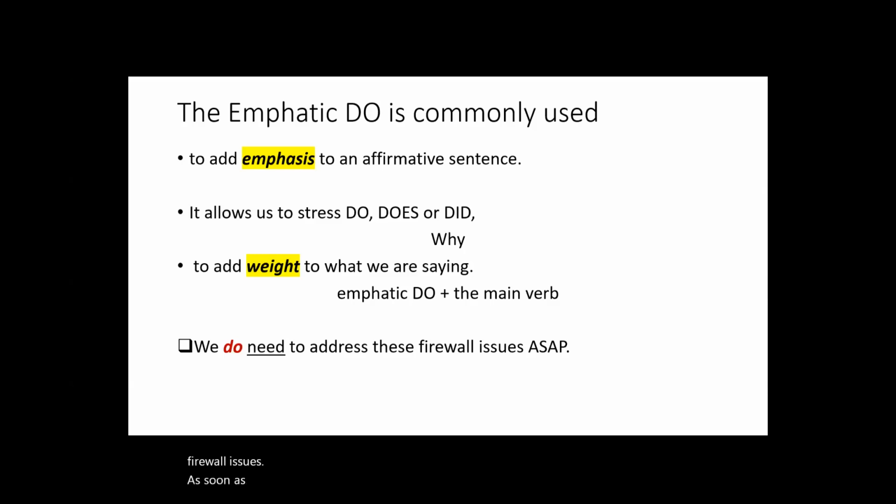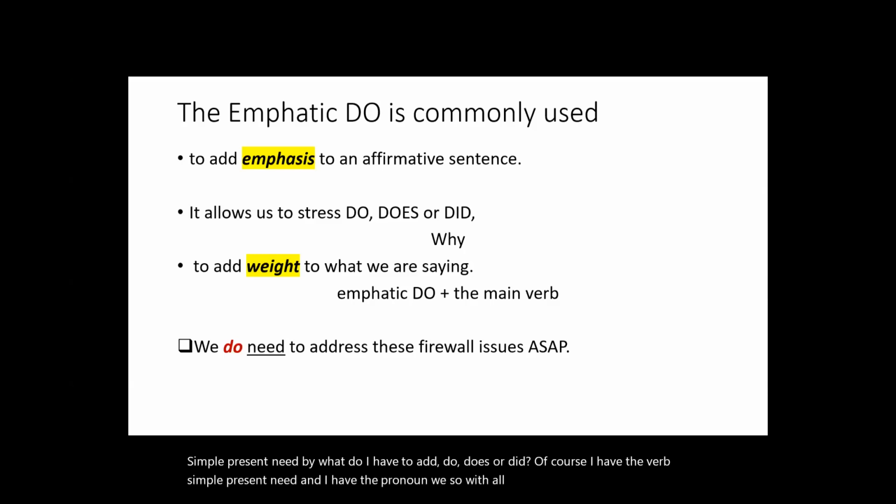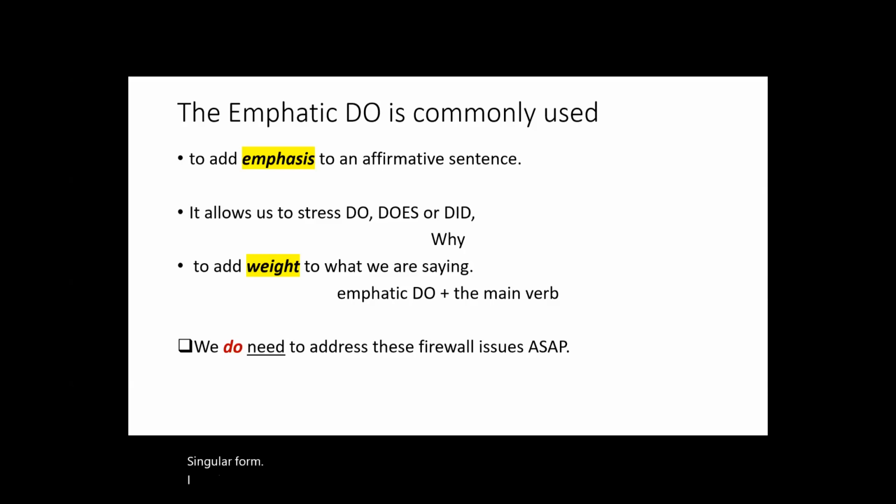اوكي طيب بستخدمها ازاي؟ زي ما احنا شايفين انا عندي verb هنا simple present need. طيب what do I have to add? Do, does, or did? Of course I have the verb simple present need and I have the pronoun we, so with all the pronouns except the third person singular form, I use do, not does. Okay?